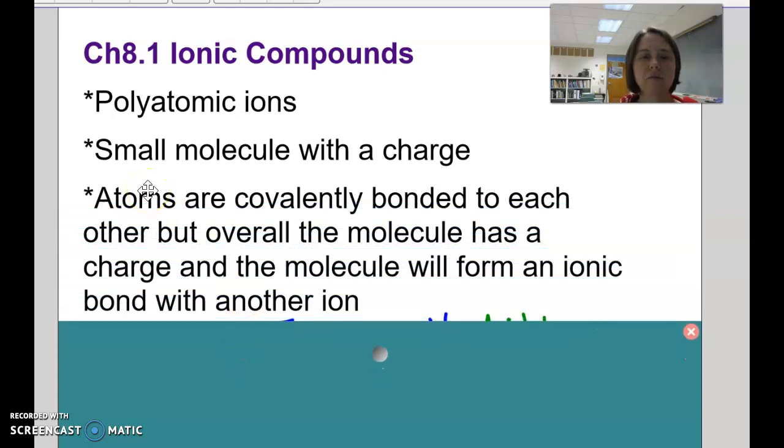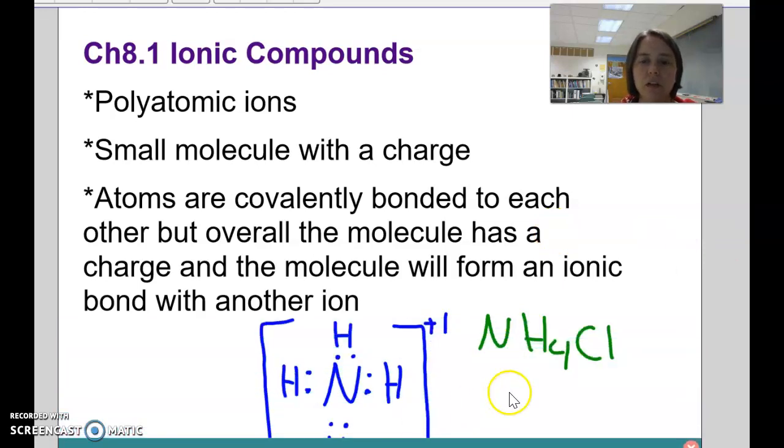So it's atoms that are covalently bonded to each other, but overall the molecule has a charge, and the molecule will form an ionic bond with another ion. So write that down, and then let's talk about it. So you have a couple of atoms that are covalently bonded together, and then all together they have a charge, and then that unit, the polyatomic ion, works as a unit, as an ion in an ionic bond. So let's look at an example.